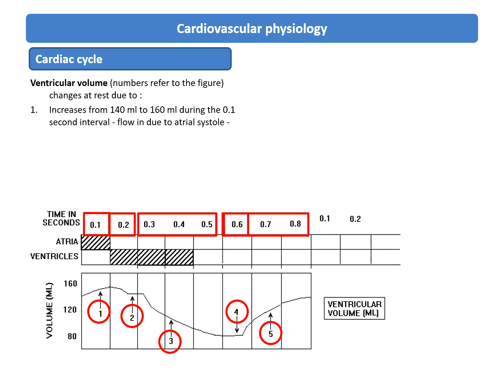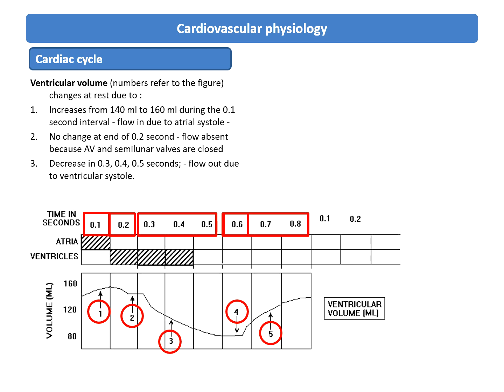Number 1 represents a slight increase in ventricular volume from 140 milliliters to 160 milliliters. This occurs during the first tenth of a second interval due to flow into the ventricles from the atria during atrial systole. Number 2 refers to a period of time where there's no change in volume because all of the valves are closed. No blood is moving in, no blood is moving out.